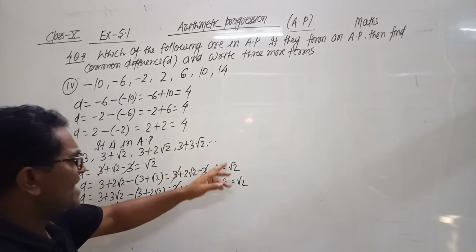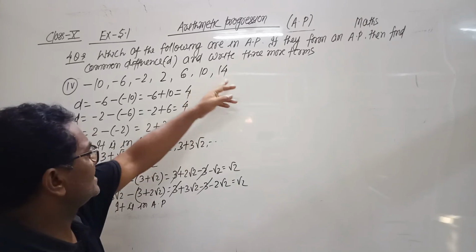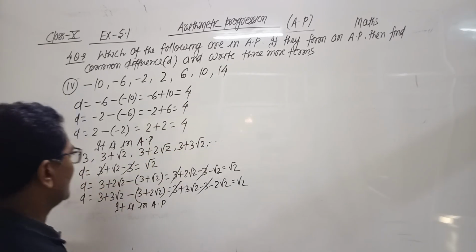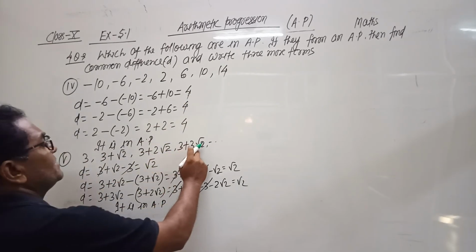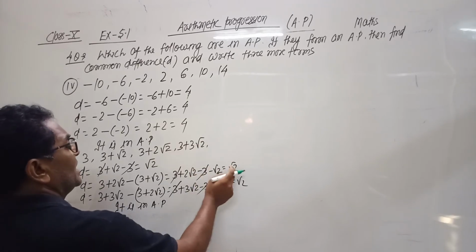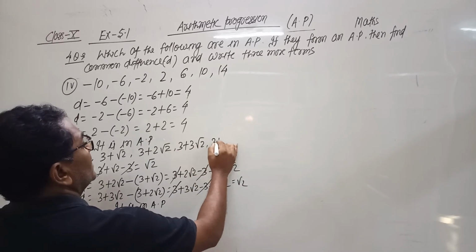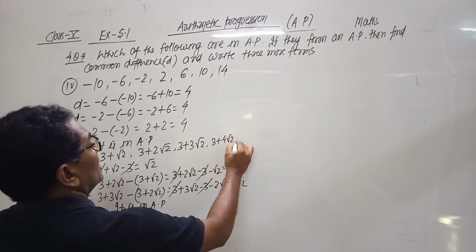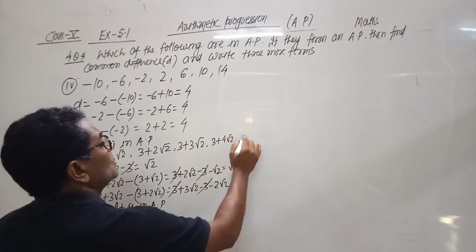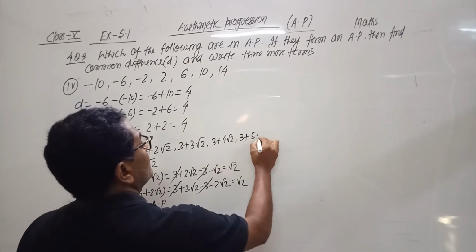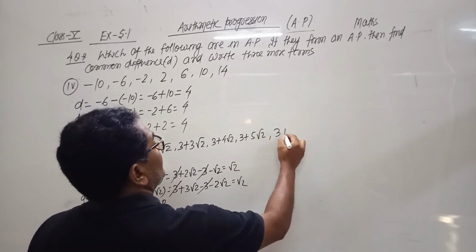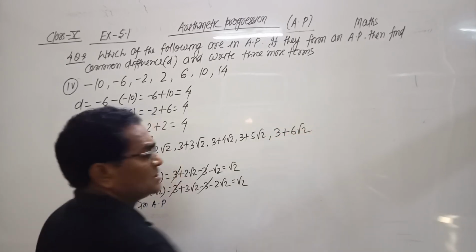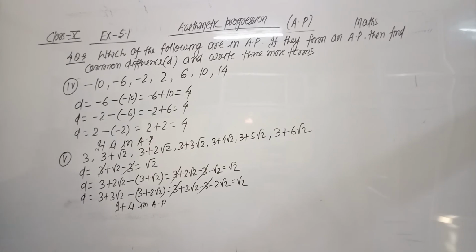Now we have to add the common difference to the last term. So 3 plus 3 root 2 plus root 2, we get 3 plus 4 root 2. Then again add root 2, we get 3 plus 5 root 2. Then 3 plus 6 root 2. So this is the way to find the next consecutive terms.